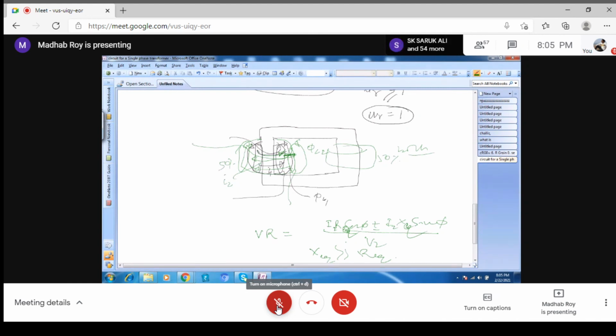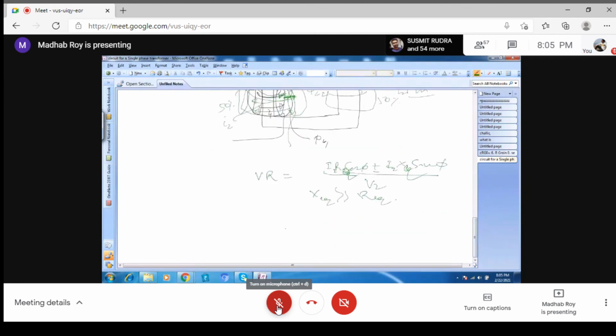So sometimes the voltage regulation is represented as per unit voltage regulation. You know that. What is the per unit voltage regulation? Suppose 0.1 per unit voltage regulation. What does it mean? Do you know that? We don't know. Okay. No problem.